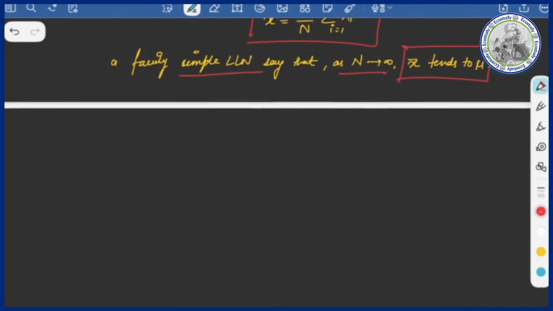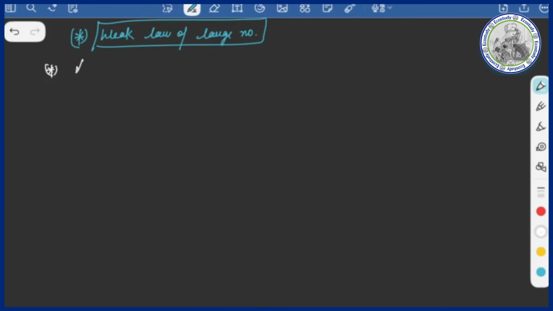Now we will see an important formula, that is the weak law of large number. It is very important. So what is the weak law of large number? I am just writing the statement and I am not going to prove it, because the proof is not very important from your JAM exam point of view, and you will find the proof in any statistics book.